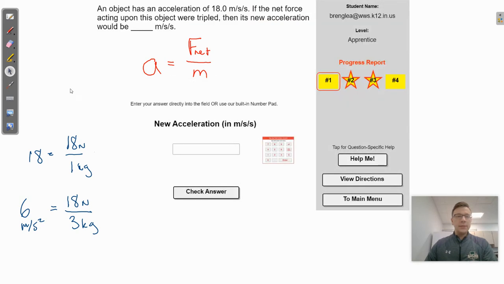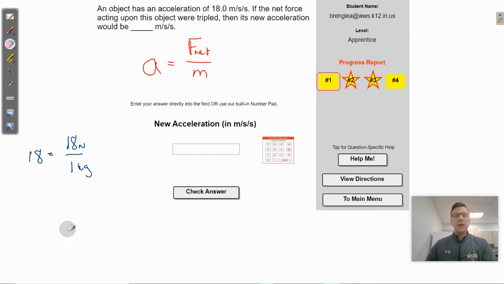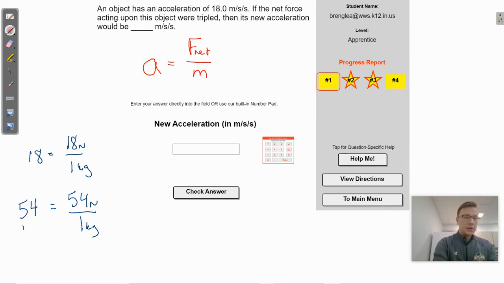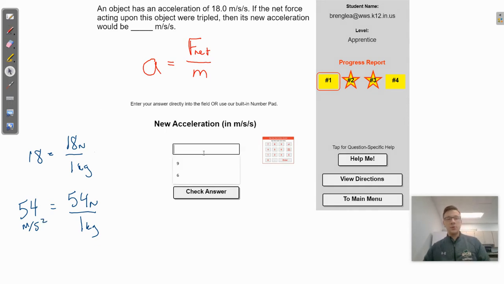Great. Now this says an object has an acceleration of 18 meters per second squared again. And it says if the net force acting upon this object were tripled, then what would the new acceleration be, assuming the mass stays the same? So if we triple the net force, 18 times 3 is 54 newtons divided by 1 kilogram, then we're also going to have to triple the answer, which is the acceleration. So the answer becomes 54 meters per second squared.